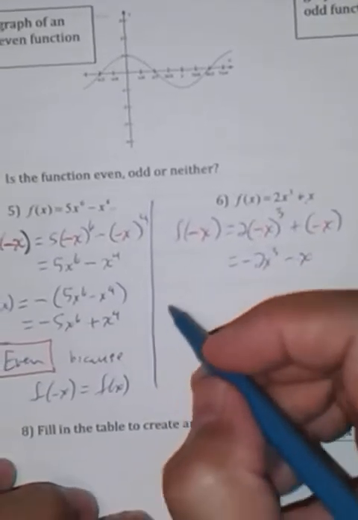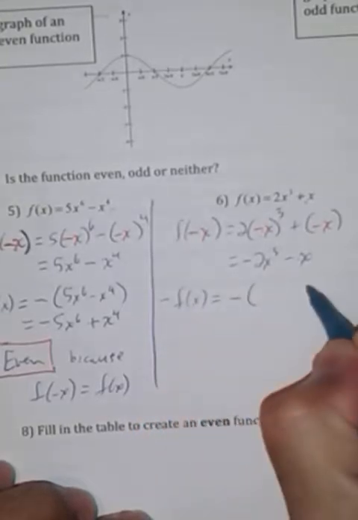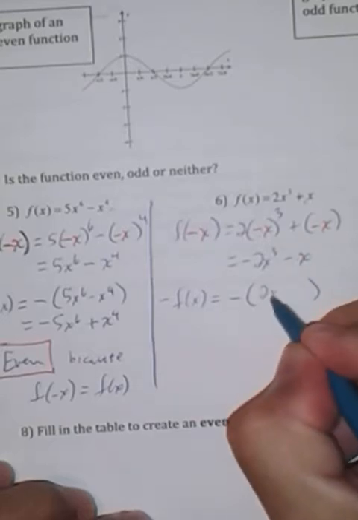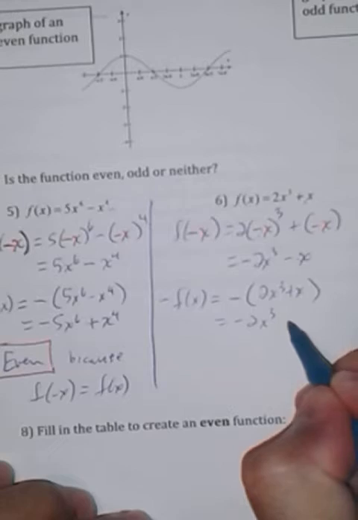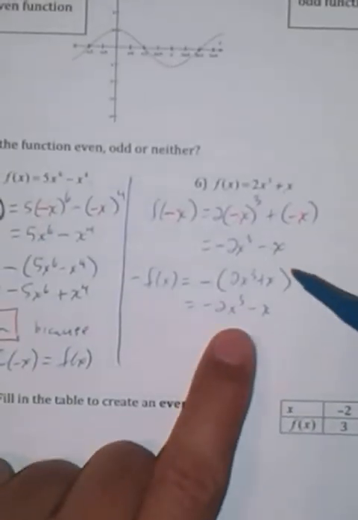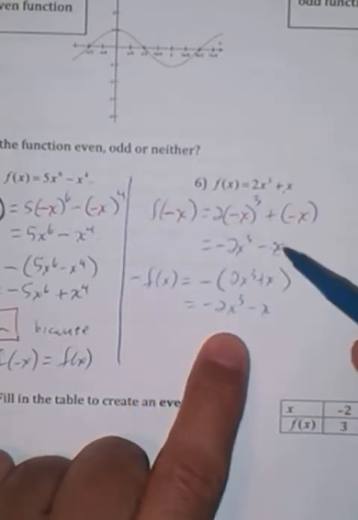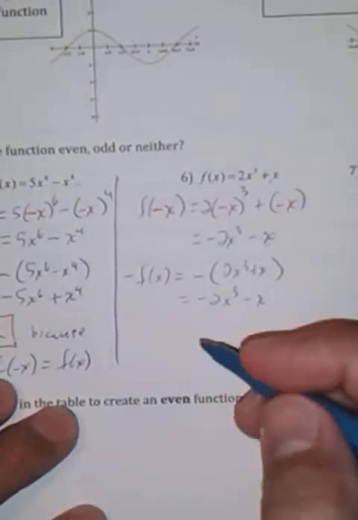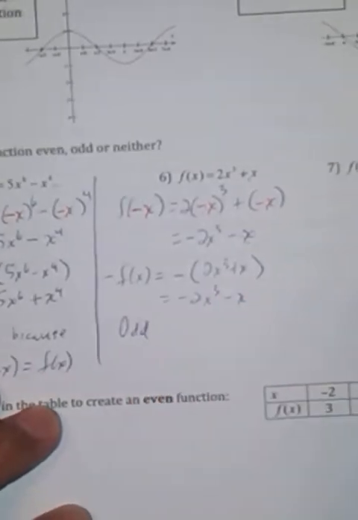All right, let's find negative f of x. So this will be negative of whatever f of x was, 2x to the third plus x. Okay, so when I distribute the negative, this is negative 2x to the third minus x. Notice these two are the same, right? f of negative x is the same as negative f of x. So therefore, this is an odd function. I think I was just going to start it, but let's finish it off. So the function is odd.